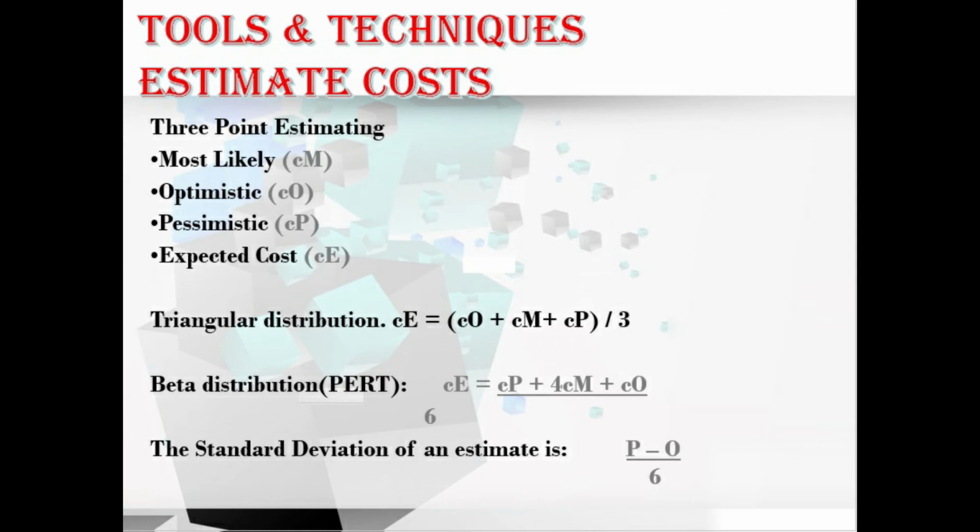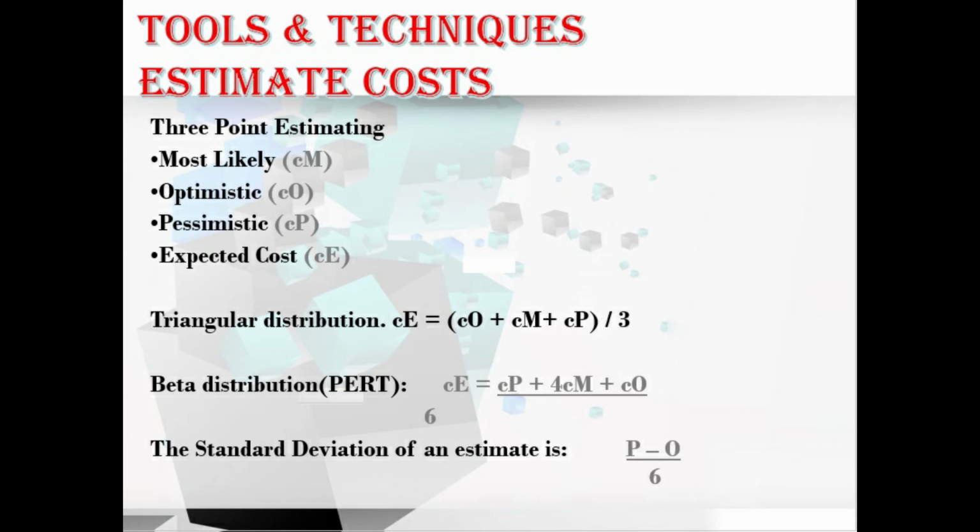And also, depending on the distribution values and ranges of the three estimates, we have triangular distribution for estimating cost and beta distribution. Triangular distribution is calculated as C = (CO + CM + CP) / 3. And beta distribution is calculated as C = (CO + 4CM + CP) / 6.